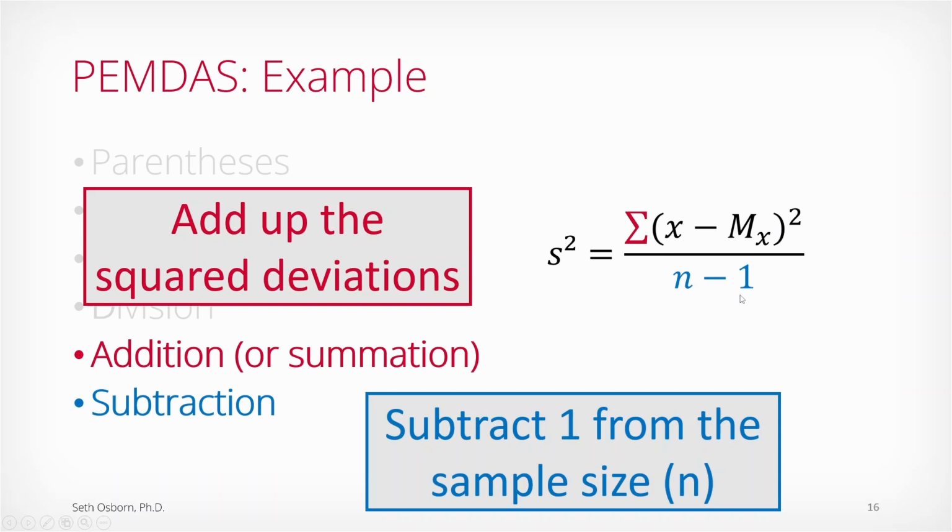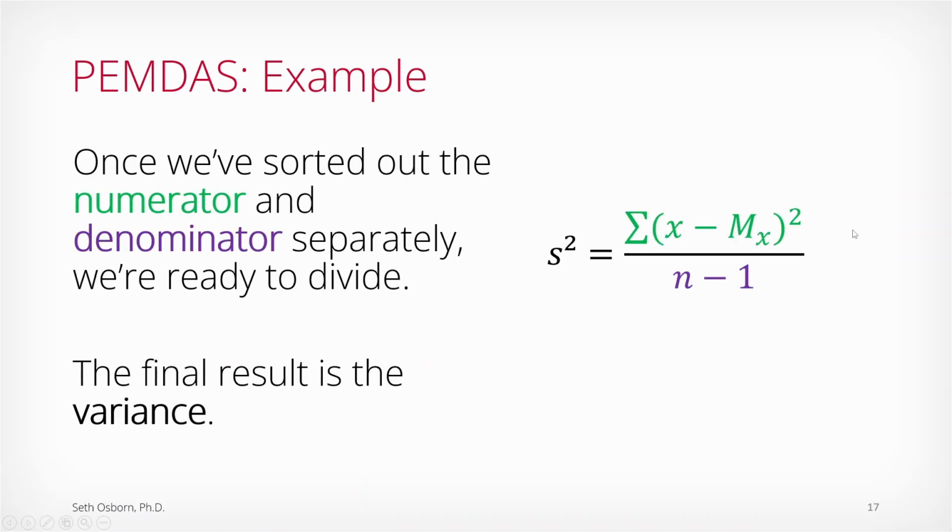Down low, all I see is subtraction. So subtract 1 from the sample size. So that's the number of scores in this column. So here it'd be 5 minus 1. Now, only here, once we've sorted out the numerator and denominator separately, are we ready to divide. And the final result is the variance.